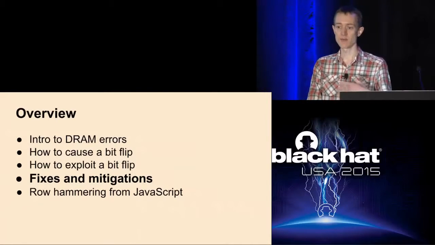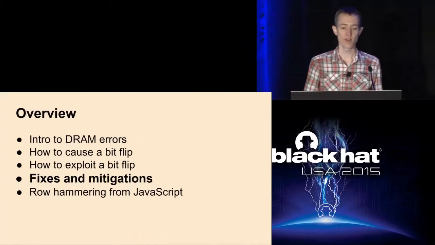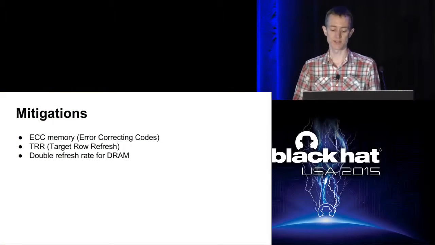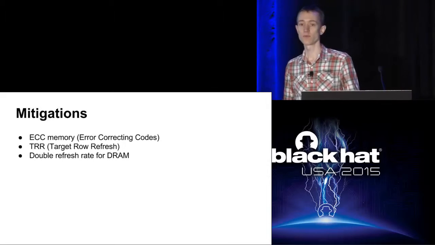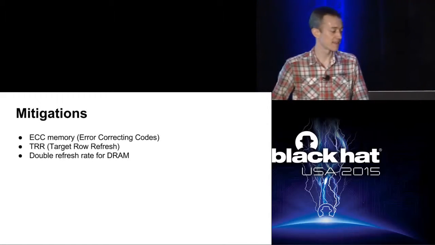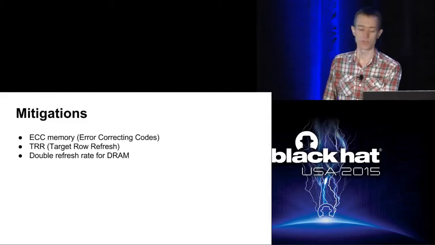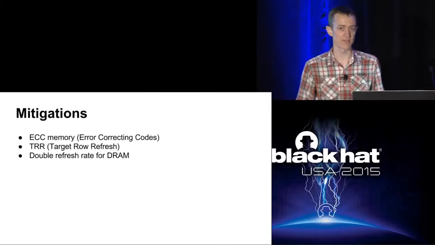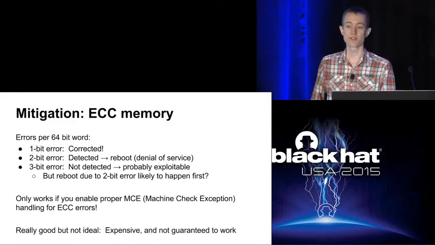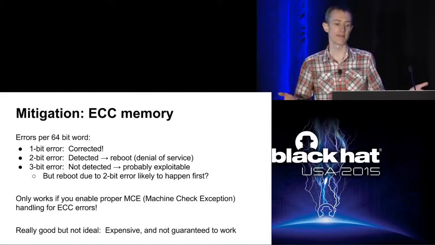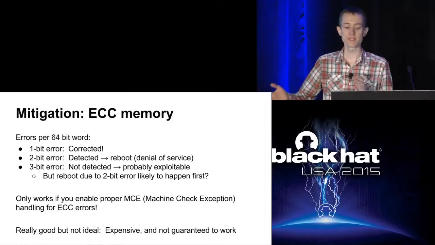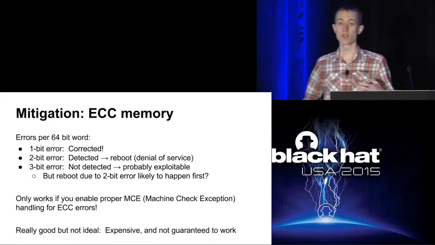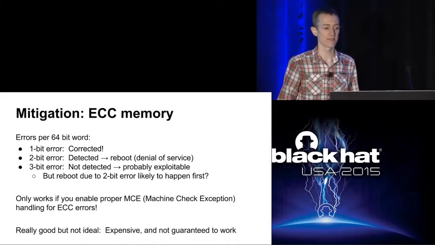I'll talk a little bit about mitigations now for the Rowhammer problem. So there are basically 3 mitigations. There's ECC, which you've probably heard of. There's target row refresh, which you probably haven't heard of. And then there's doubling the refresh rate, which is fairly self-explanatory. So the first mitigation is to use ECC memory. ECC is a pretty good mitigation for Rowhammer, and most servers do use it, although lower-end machines like laptops don't tend to have it.